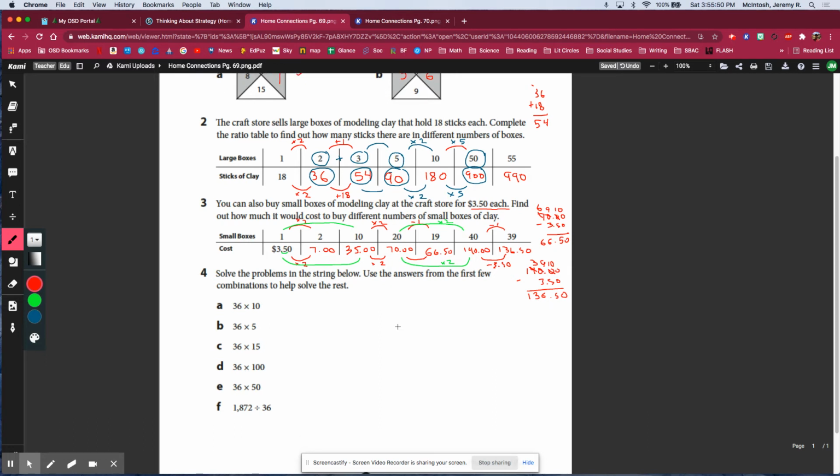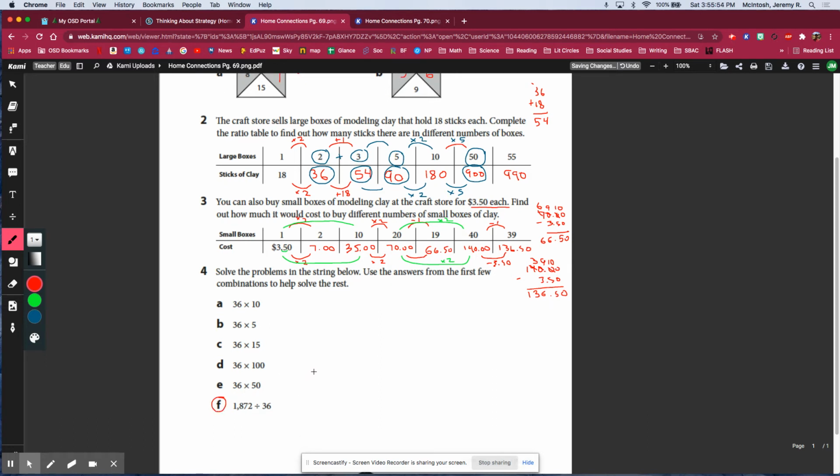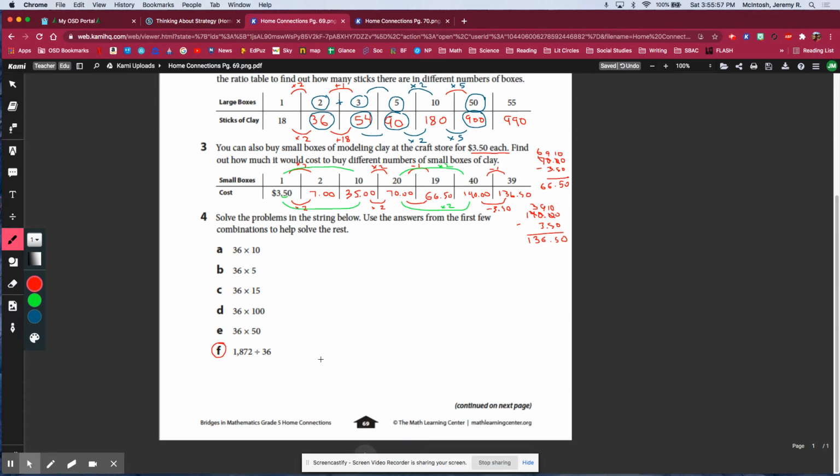All right. Number 4. This is what we did before, and you'll notice the F again. It's one of those challenge ones. So let's do these. Solve the problems in the string below. Use the answers from the first few combinations to help solve the rest. We did something exactly like this in class.